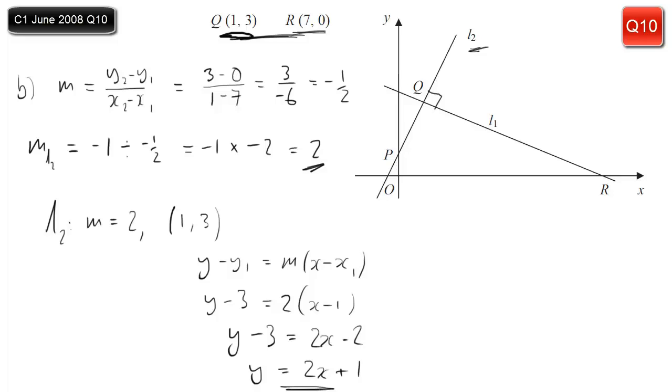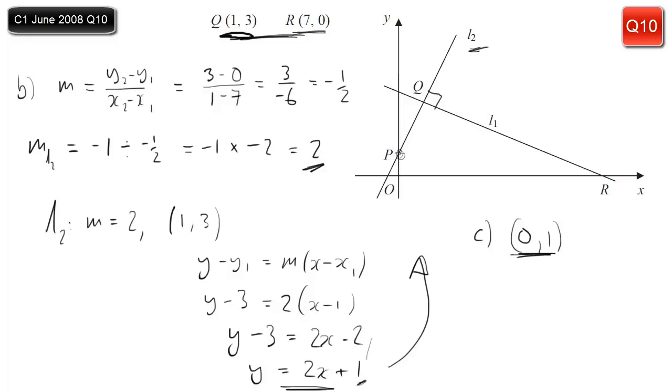A note before we move on to part C, compare this to the diagram. It generally says diagram's not accurately drawn, but we can see here that L2 is quite steep, and here it passes through the y-axis at P, at a point above the x-axis. So that fits in with having plus 1 as the intercept. Part C from that is trivial now. The coordinates of P, well, it's the y-intercept, which is plus 1, so it has coordinates 0, 1. You can just write that down, no working required.